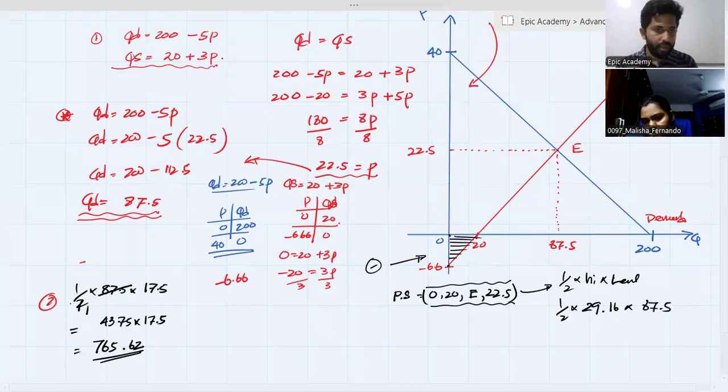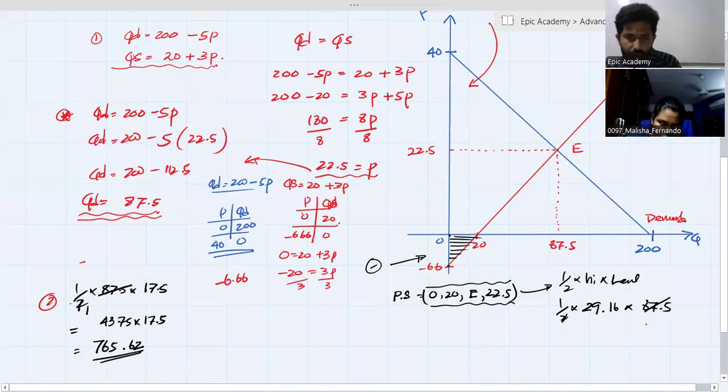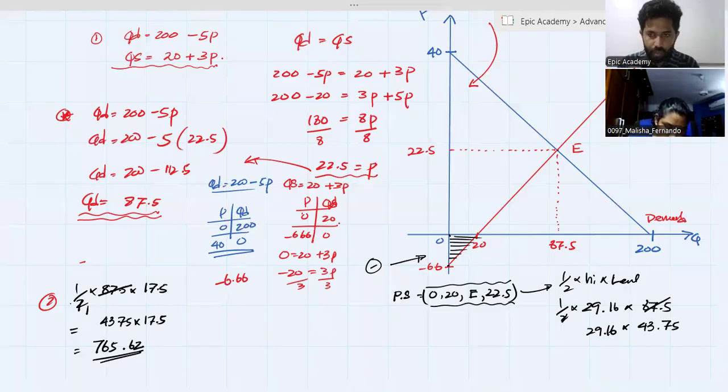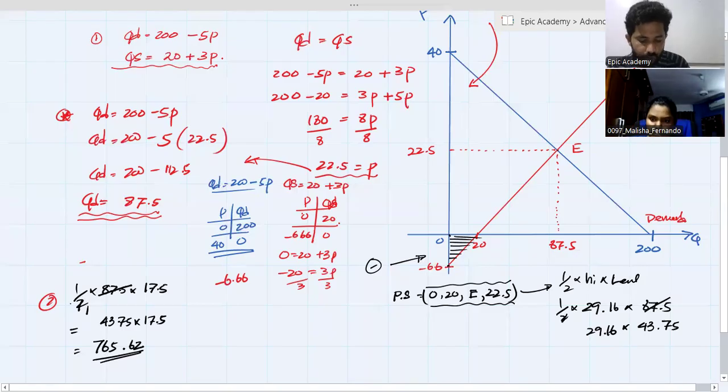87.5. Okay, right. I'm going to divide 87.5 by 2. It becomes 43.75, multiplied by 29.16. Okay, 29.16 multiplied by 43.75. So it becomes 1,275.75. This is the full area value.